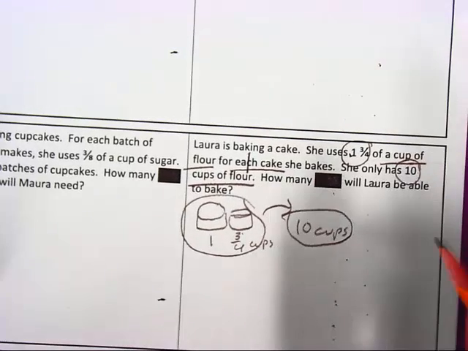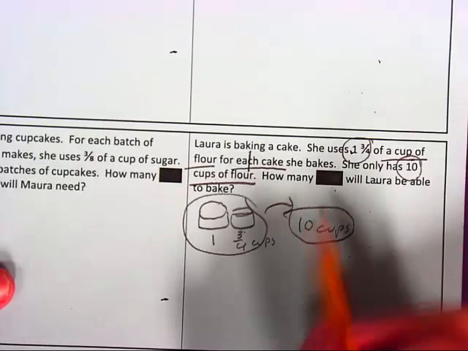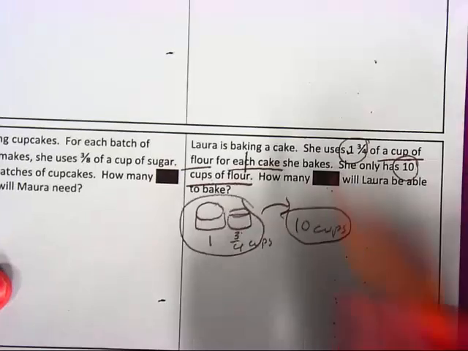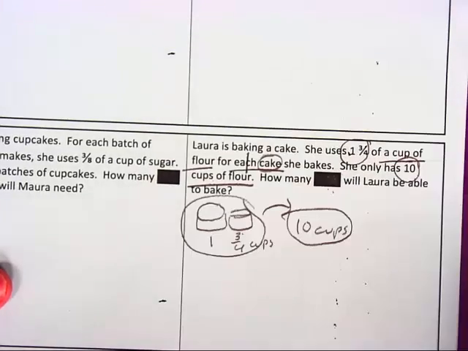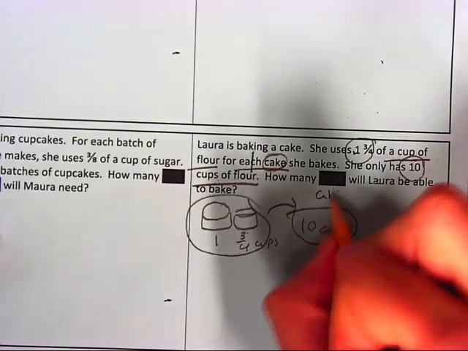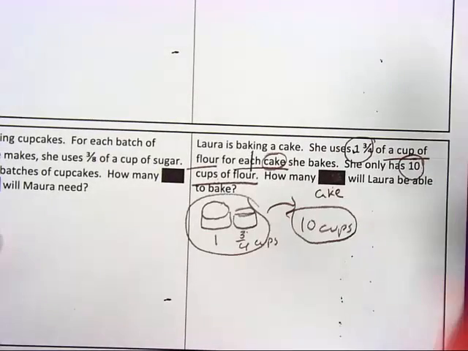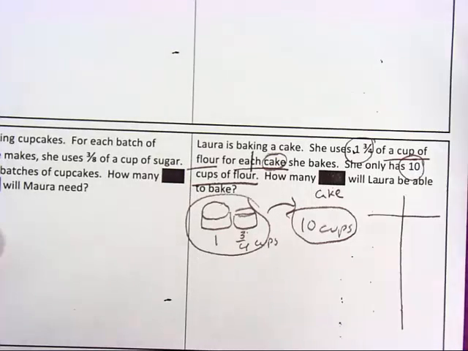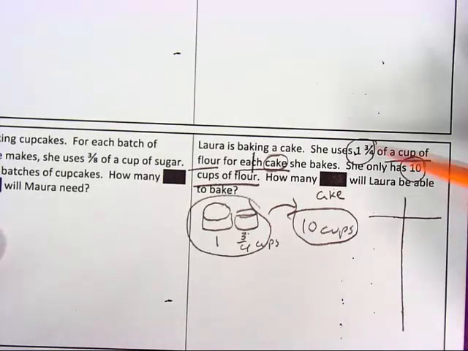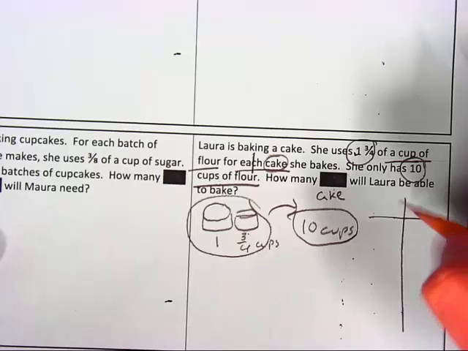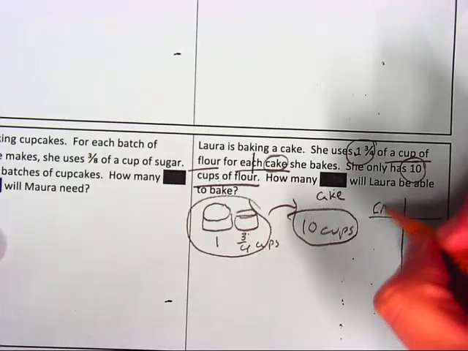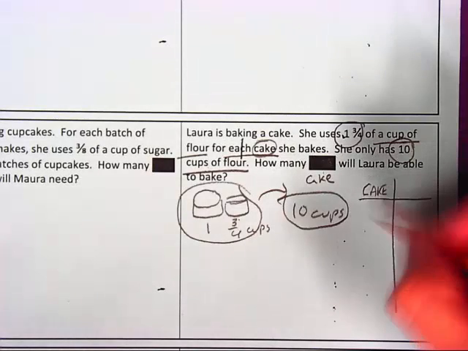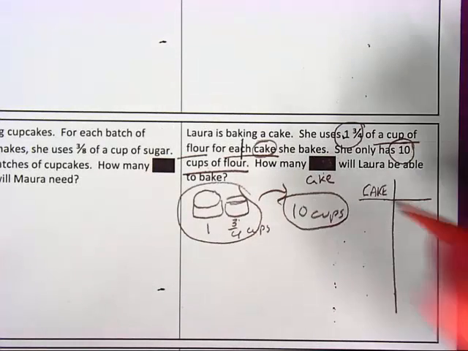And so essentially we can kind of see what the gap is here. So how many blank will she be able to bake? Well, what is she trying to bake? A cake. So we're looking for the number of cakes, right? And if we look on a table, we're just going to be thinking about the two things that we're comparing. So here we would say we start with a cake, and depending on how many cakes we make, that's going to determine how much flour we need.